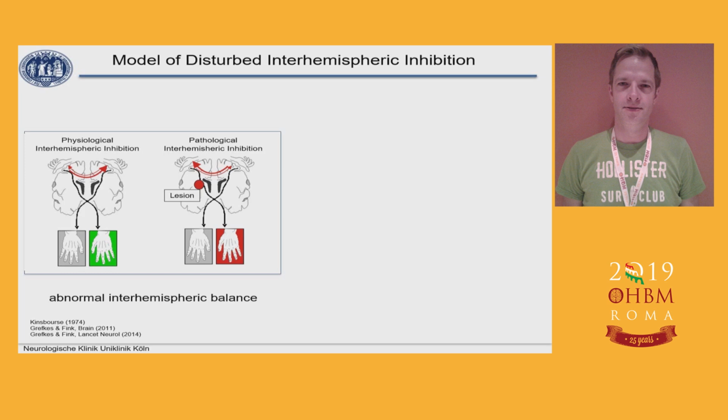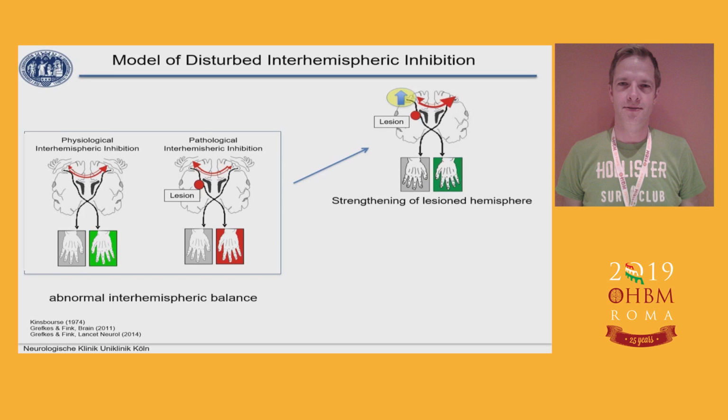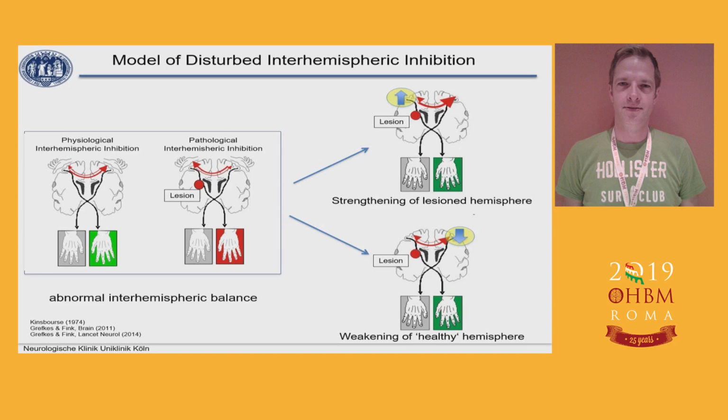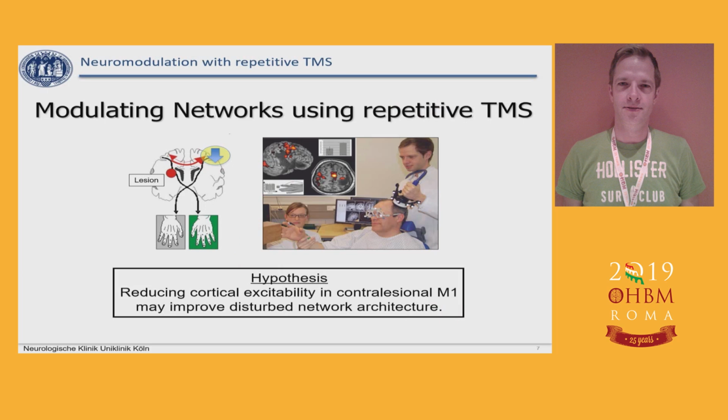imbalanced inhibition. For example, using non-invasive brain stimulation to increase excitability of the lesioned hemisphere in order to rebalance the system, or you can use inhibitory protocols to suppress the activity of the healthy hemisphere and thereby to improve the interhemispheric balance. And one tool which you can use to achieve this is repetitive magnetic stimulation.